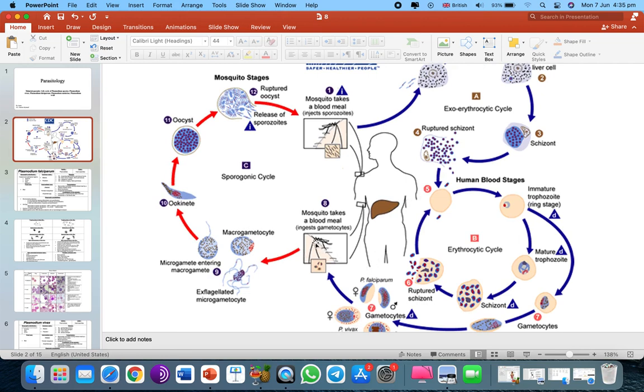So inside the mosquito, we have the male and female gametocytes. These will mature into macrogametocytes and microgametocytes. They will fuse, and after the fusion it will form something called an ookinete. This ookinete will transform to the oocyst, and this oocyst will form a lot of sporozoites. These sporozoites can enter the human body again.